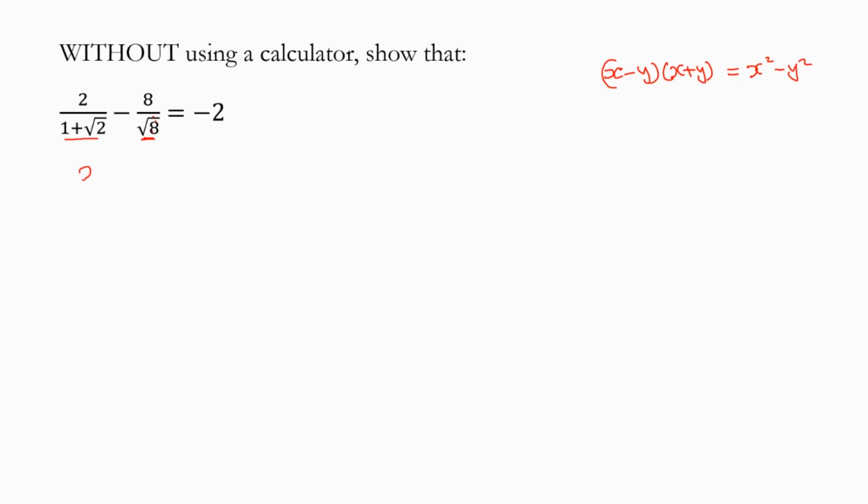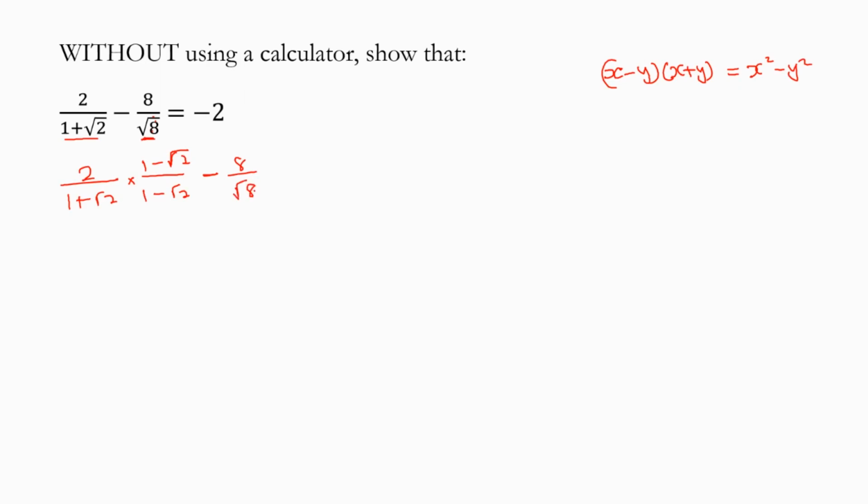So it's going to be 2 over 1 plus square root of 2 times. We multiply the denominator by 1 minus square root of 2. You see that? We are creating what? The difference of two squares there. So we must multiply the numerator by the same thing, 1 minus square root of 2. Then minus 8 over square root of 8.